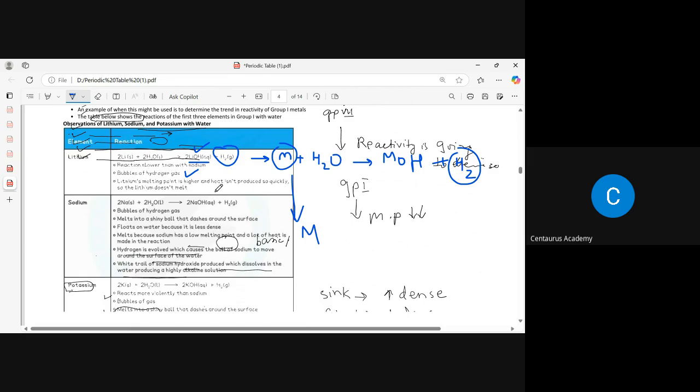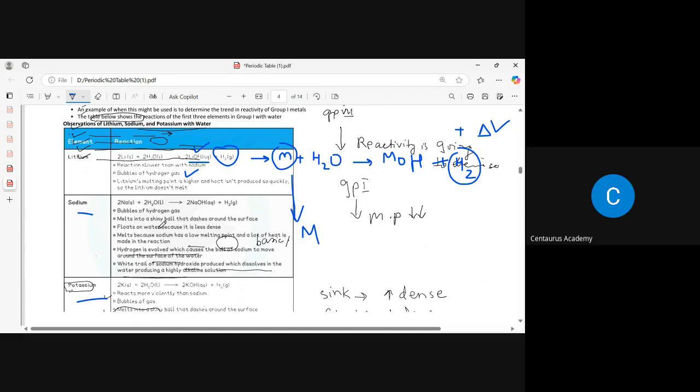Lithium's melting point is higher, but also whenever metals react with water, this is an exothermic reaction. This means heat energy is produced. So since lithium has greater melting point, it does not melt. But as we go down the group, the melting point decreases, which is why the production of heat, as it is an exothermic reaction, is going to melt the sodium and the potassium metals both. The reaction gets more and more violent. It gets more and more explosive. They melt into a shiny ball, and they also float around the surface.